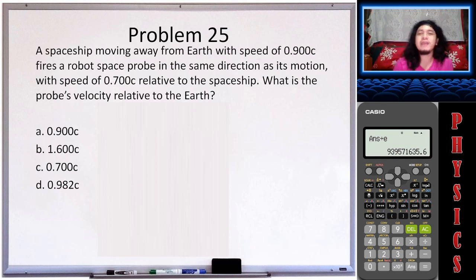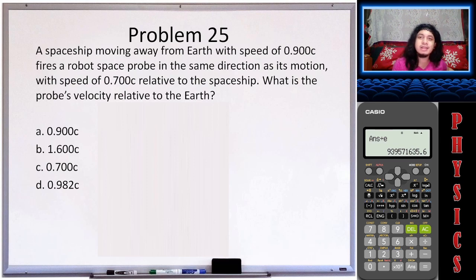Okay, problem 25 na tayo, guys. A spaceship moving away from Earth with speed of 0.900 c fires a robot space probe in the same direction as its motion with speed of 0.700 c relative to the spaceship. What is the probe's velocity relative to the Earth? Aha! Ito na yung ating drawing kanina. Meron tayong spaceship, and then nagpakawala siya ng space probe in the same direction ng kanyang velocity. Sabi dito, yung spaceship daw ay may 0.900 c na speed, away from the Earth.